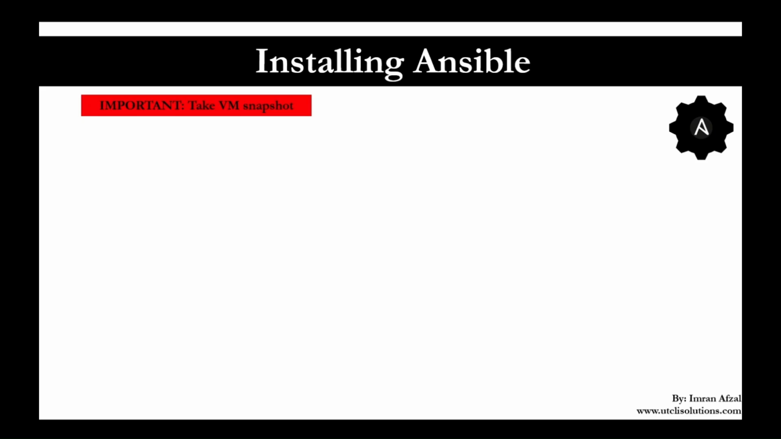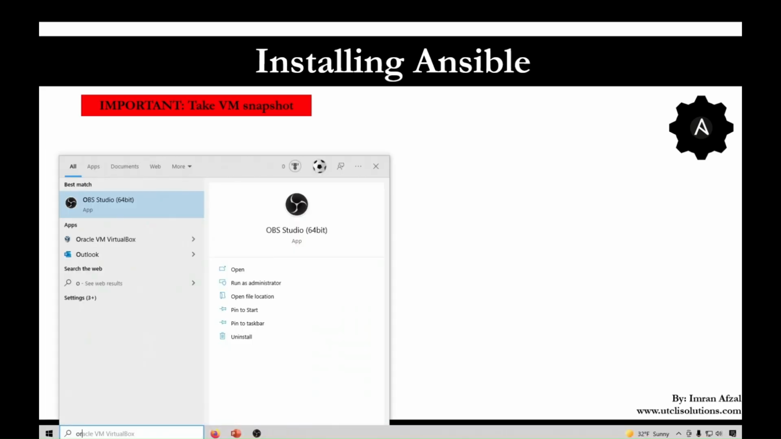All right, so one important thing before you go ahead and install Ansible is that I want you to take a VM snapshot. This will allow you to come back or revert back to the VM original state when you took the snapshot, in case you do make a mistake or do some kind of misconfiguration on your Linux operating system. All right, so go to our Oracle VirtualBox.